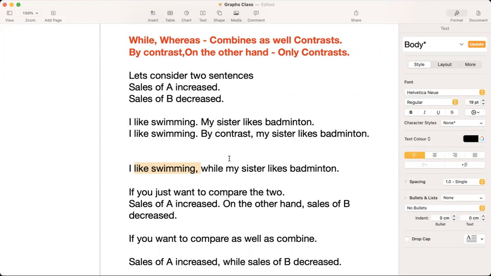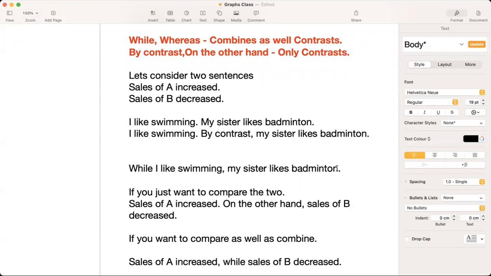Yes, sir. Okay. Now I also want to tell you this. See, while doesn't have to go in the middle. While can also be put at the beginning of the sentence. So while I like swimming, comma, my sister likes badminton. It's making a comparison and it's joining the sentence. So here also it's doing the same thing. It's joining also and it's making a comparison also. So please remember, while and whereas will always join sentences.